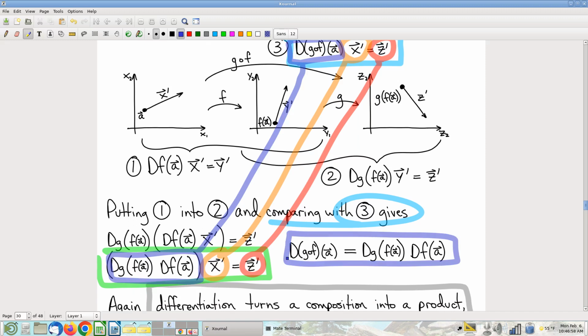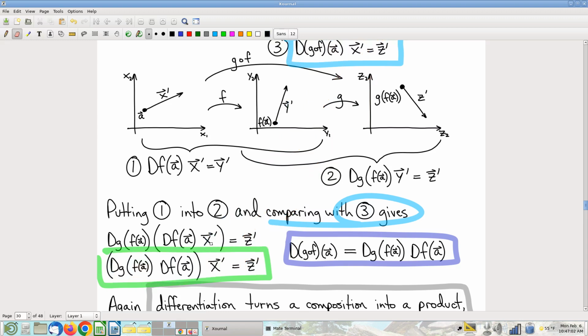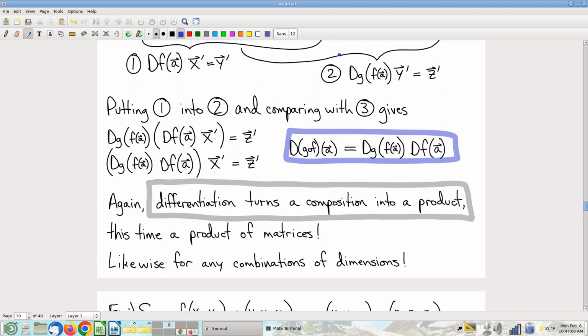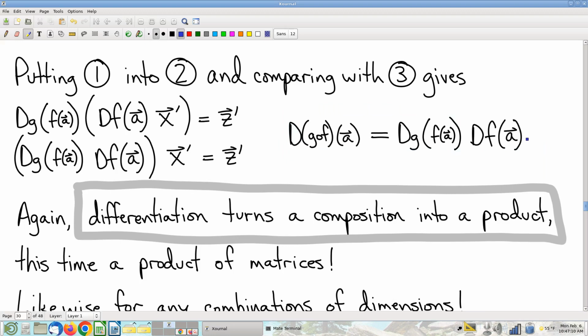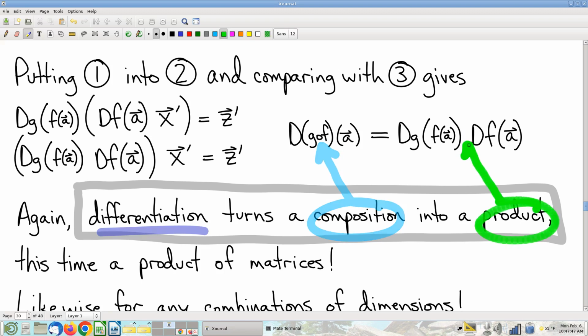So we now have a matrix algebra formula for what we call the multivariable chain rule. Let's take a careful look at this. What this says is that if you have a composition of 2 multivariable functions, the derivative matrix of that composition is the derivative matrix of the second function times the derivative matrix of the first function. And this is a matrix multiplication right there. Notice that, just like in the single variable case, differentiation turns a composition into a product. It's just that now this product is a matrix product, because the derivatives, after all, are matrices.